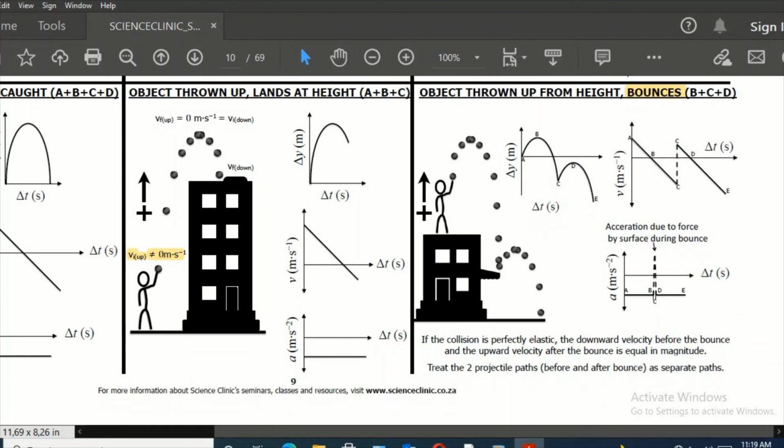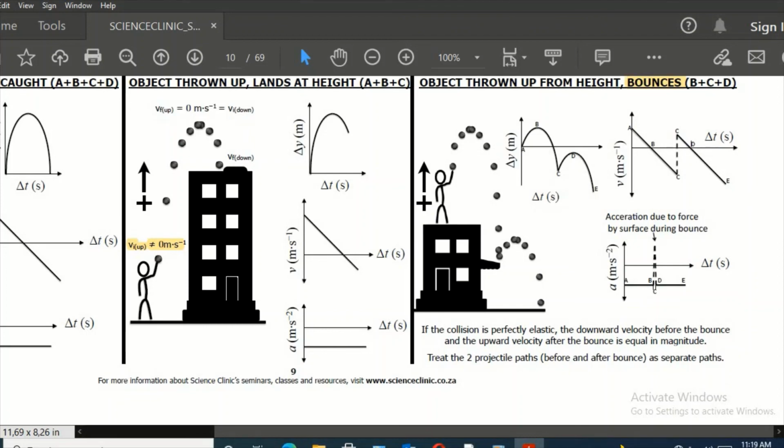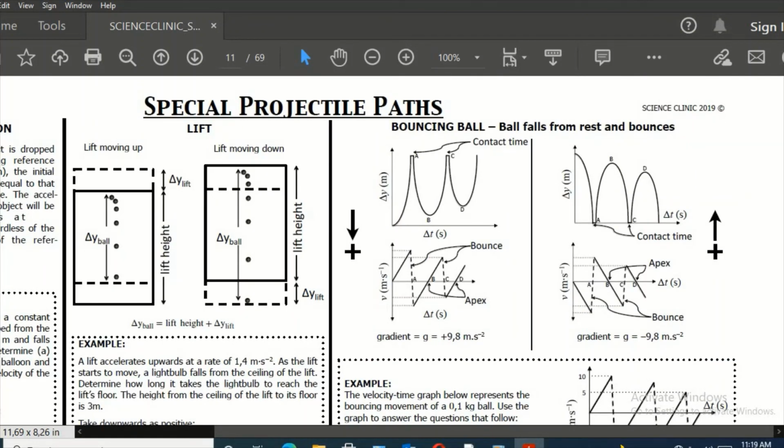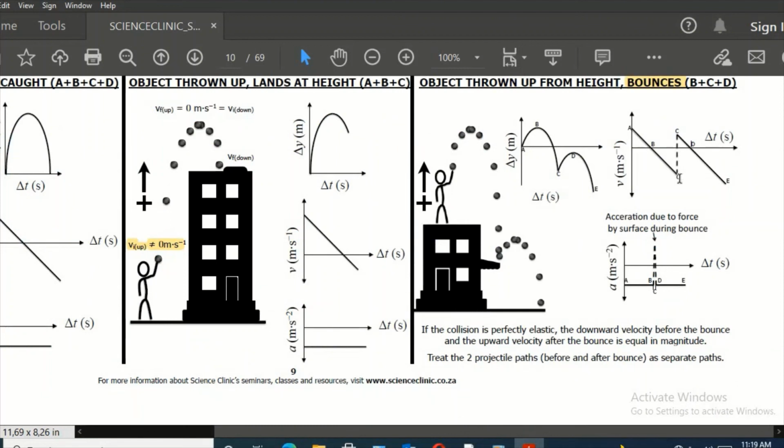But this is not a perfect elastic collision, because you see, it hits the floor, and the magnitude of this velocity here is definitely larger than the magnitude of this one.